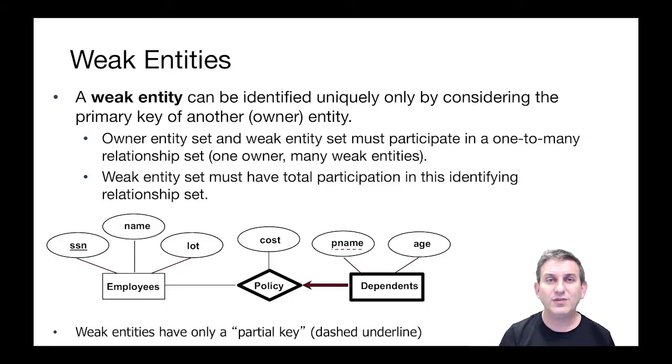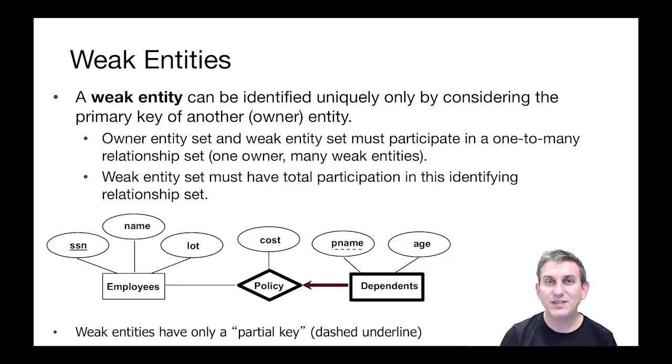The next concept we want to introduce here is built off of our constraints, but actually defines a new kind of entity set. It's called a weak entity. A weak entity is an entity that can only be defined uniquely by considering the primary key of some other owner entity. So for example, down here we have a picture of a weak entity set dependents.